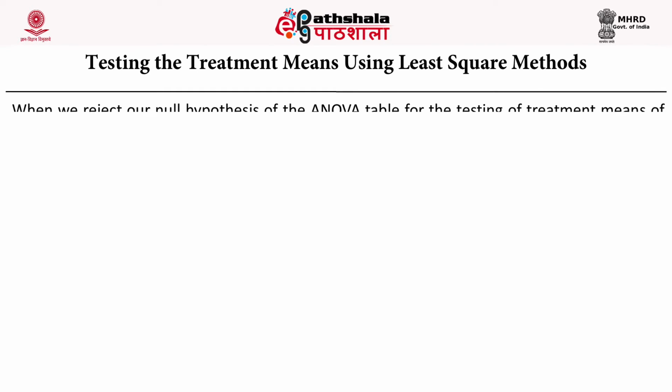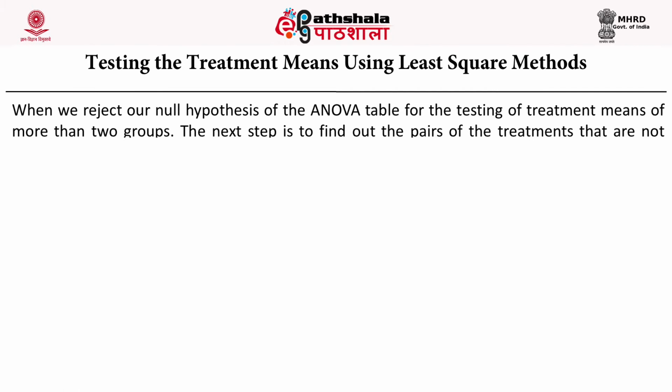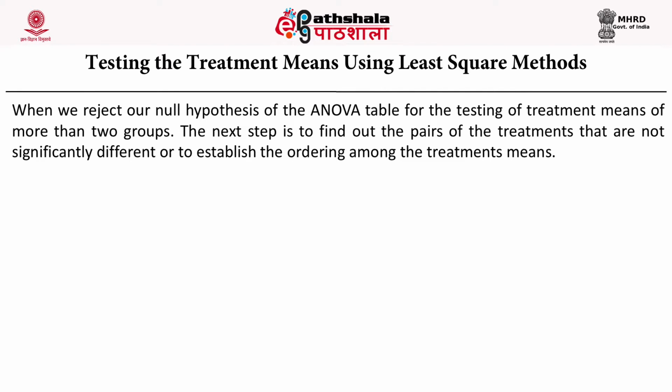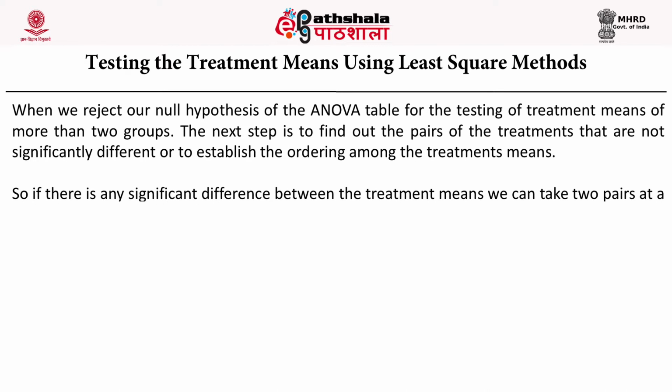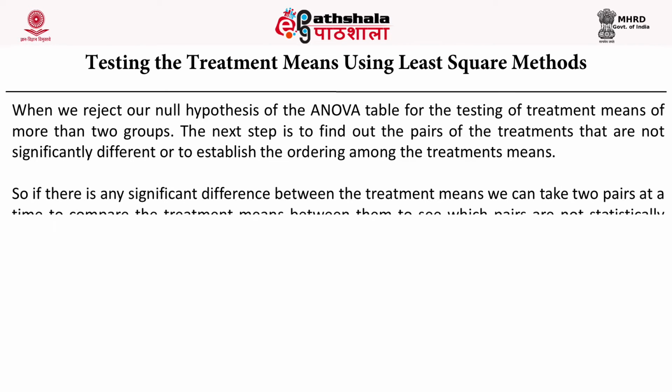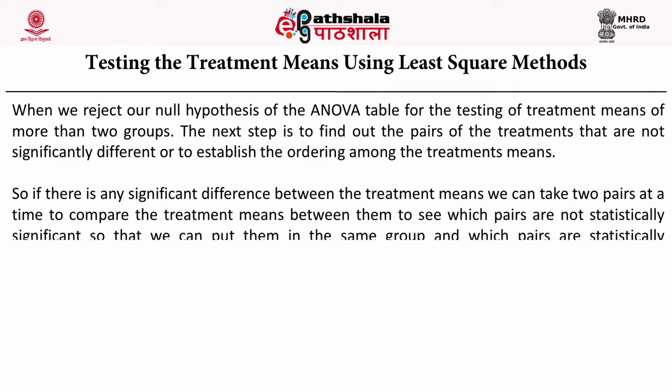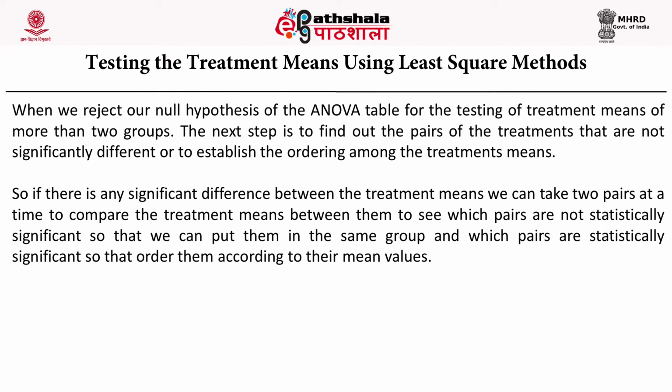Now, for testing the treatment means using the least square method. In this technique we discuss how we can test the treatment means whenever the null hypothesis of the ANOVA table is rejected. When we reject the null hypothesis of the ANOVA table for testing the treatment means of more than two groups, the next step is to find out the pairs of treatments that are not significantly different, or to establish the ordering among the treatment means.